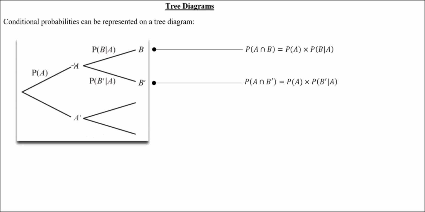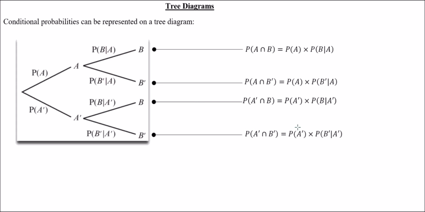In a similar way, A dashed, if A didn't happen, that's the probability of A dashed. And then if A didn't happen, B still can happen. So the probability of B happening, given that A did not, we'd label that P(B | A dashed). Or if A doesn't happen and B doesn't happen, this one here would be B dashed. And that probability down here would be labelled as P(B dashed | A dashed). And as an equation, we could write it like this.